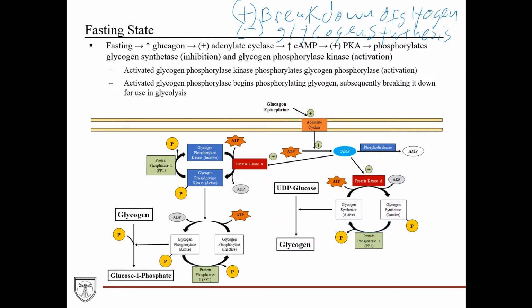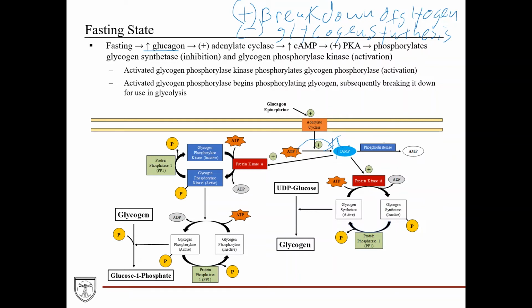So this is really important to remember these two end goals, because then all of this really falls into place and makes sense. So you're trying to increase breakdown, inhibit synthesis of glycogen. So during the fasting state, as you know by now, glucagon is increased. Glucagon comes down here and stimulates adenylate cyclase to convert ATP into cyclic AMP. So you have high levels of cyclic AMP.